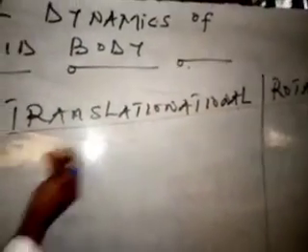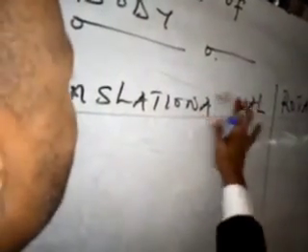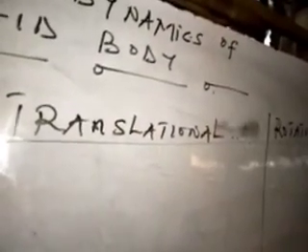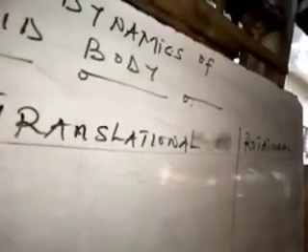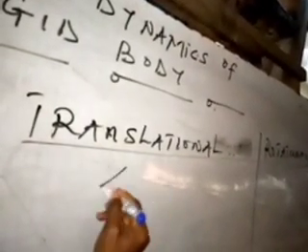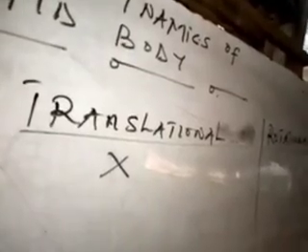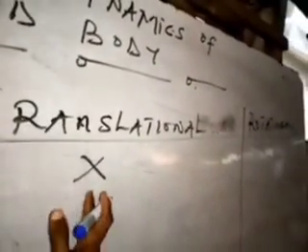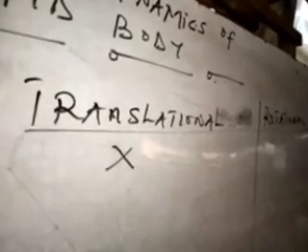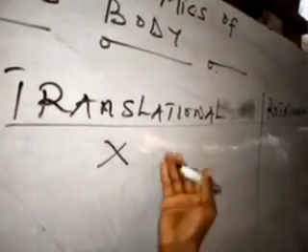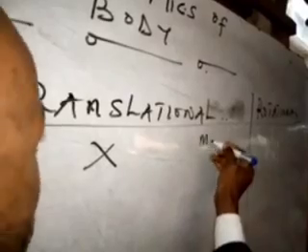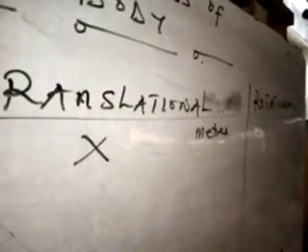All right. So in translational motion, if we want to talk about the position or displacement of a body undergoing motion in one dimension, we simply use the symbol x. I talk about the position of the body. And this x, or the position of that body in one-dimensional motion, is given in what? Is given in meters. The standard unit is meters.